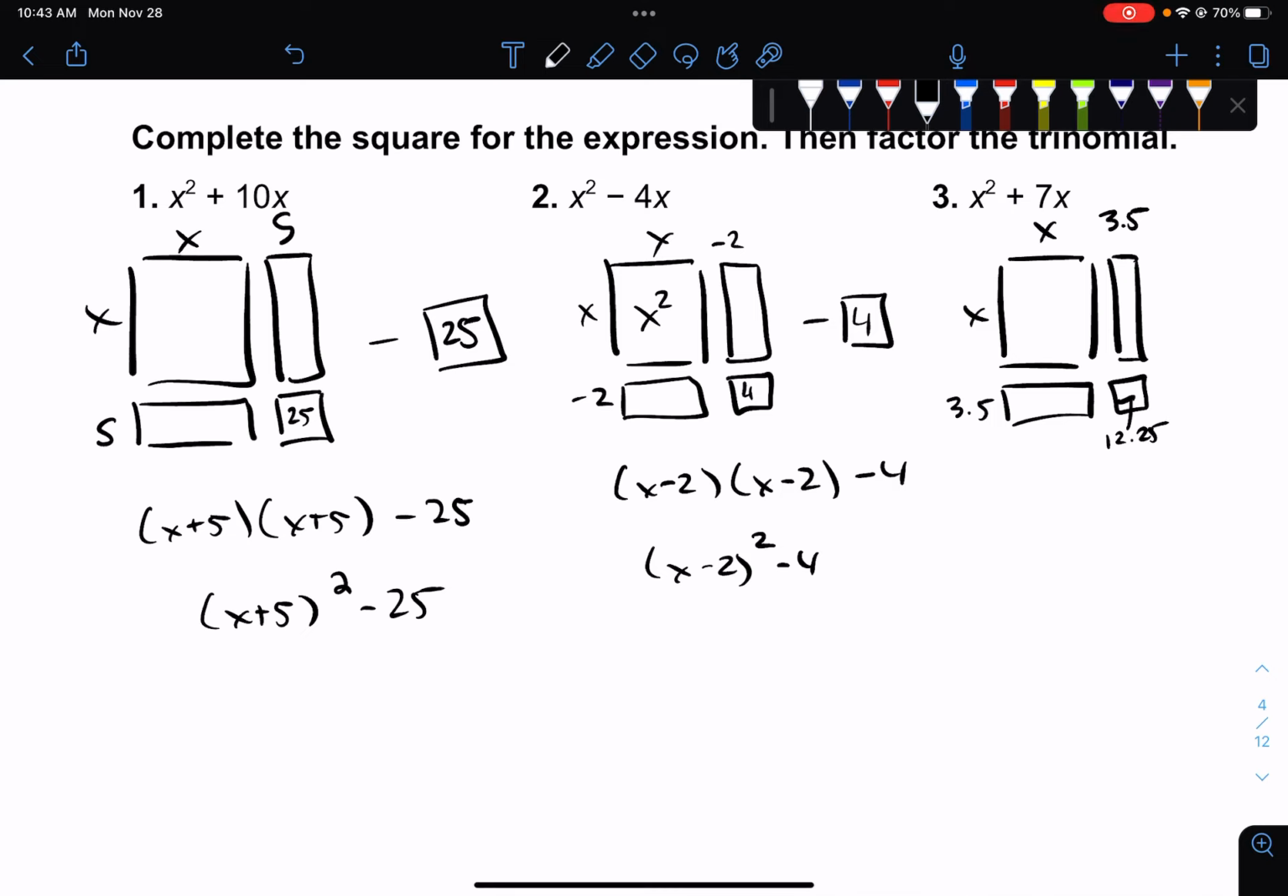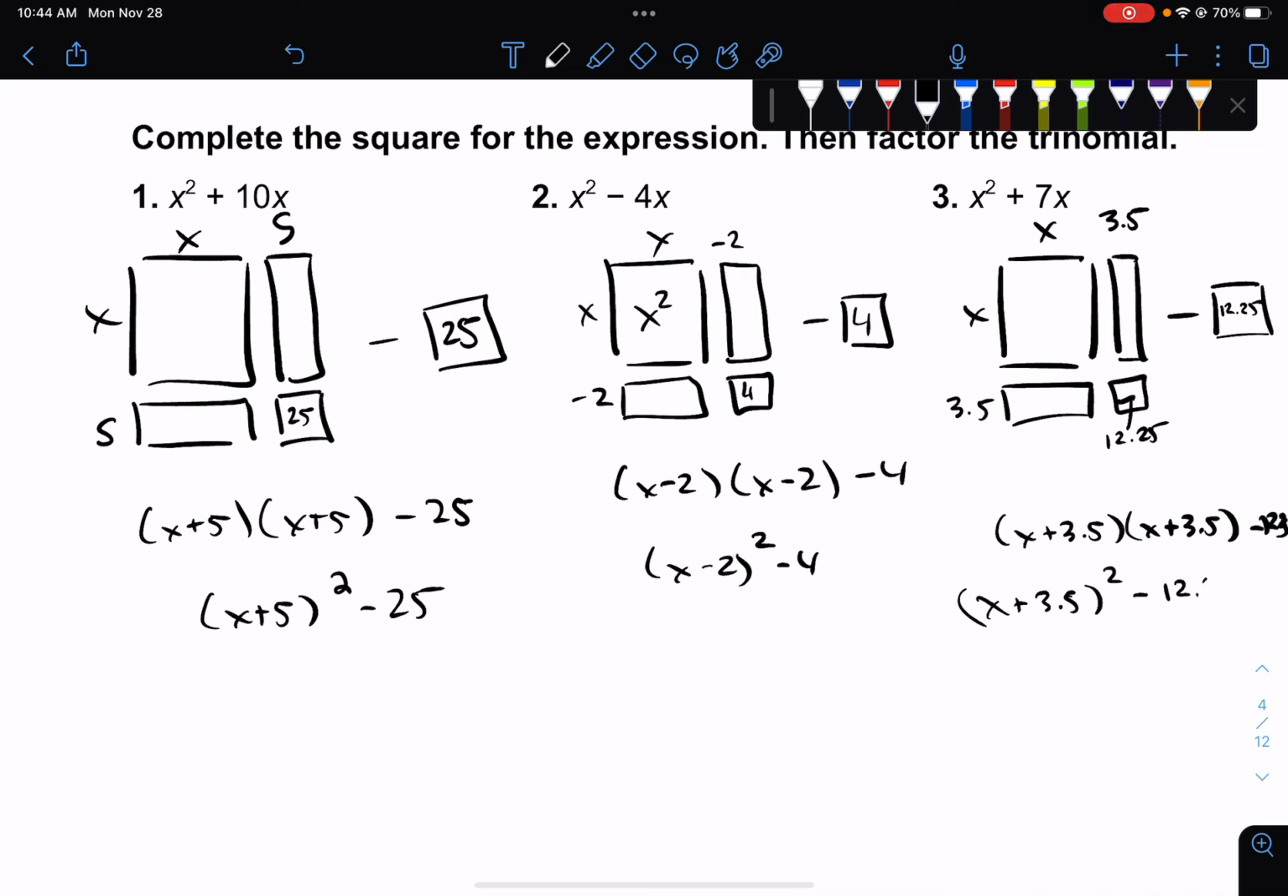But since I added a square, I've got to minus that square. I wish I could just add squares whenever I wanted, but if I add it, I also have to get rid of it, right? So my big square minus my little square becomes x plus 3.5 times x plus 3.5 minus 12.25, so I get x plus 3.5 squared minus 12.25. And done. That was an awful check mark. That one's better. Okay.